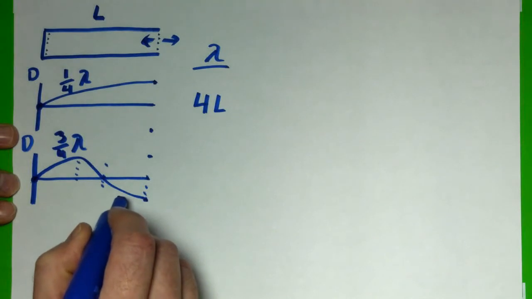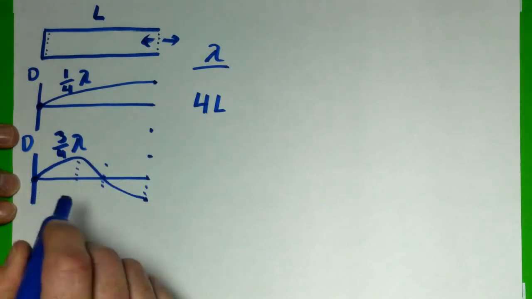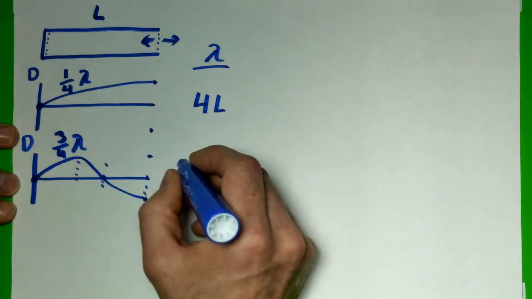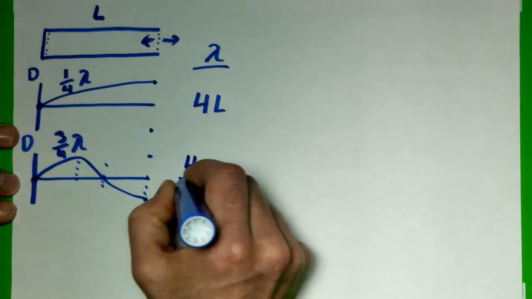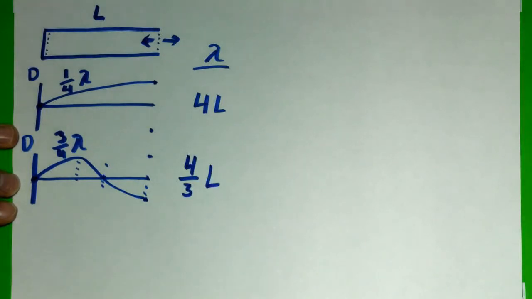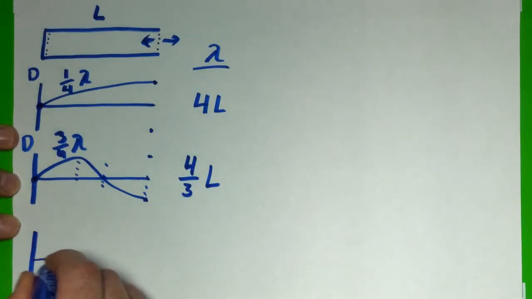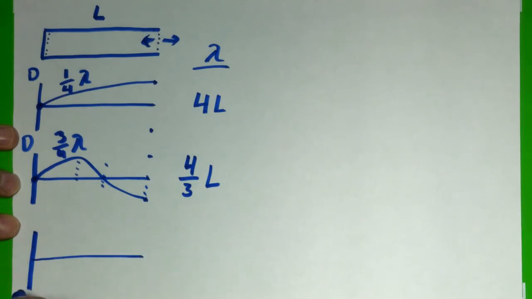And that equals L, which means lambda is 4/3 L. Lambda is still bigger than L. It's 4/3 L. So here's 4/3 L. Okay, next case, which hopefully you're trying to work ahead of me to guess what it's going to be.